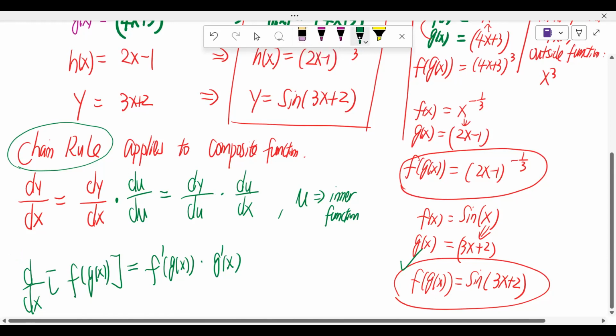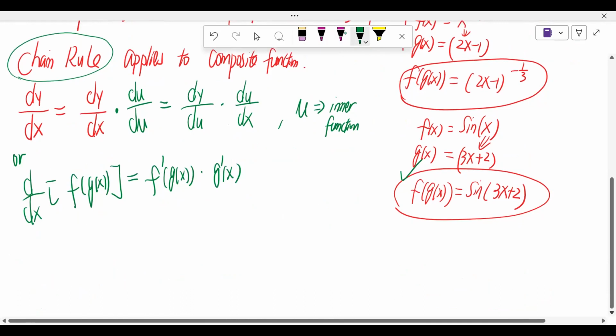I will close the gap. Don't worry. In a second, I will show you how to look at the chain rule from these two different perspectives. That's what I'm going to do right now. That's a very great question.